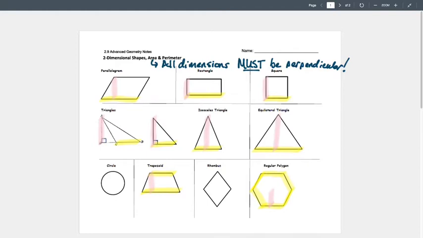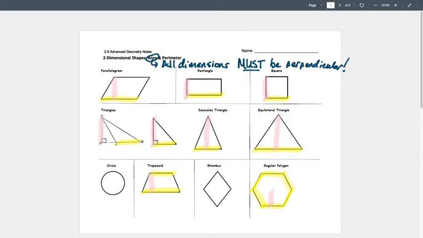Okay, so the one thing that I want to make sure that I make clear is that when you're doing area, all of the dimensions that you're multiplying together must be perpendicular. So that's what I've handwritten across the top. You have to see that little right angle symbol for the dimensions when you're multiplying them together in order to know that you're truly finding the right area.